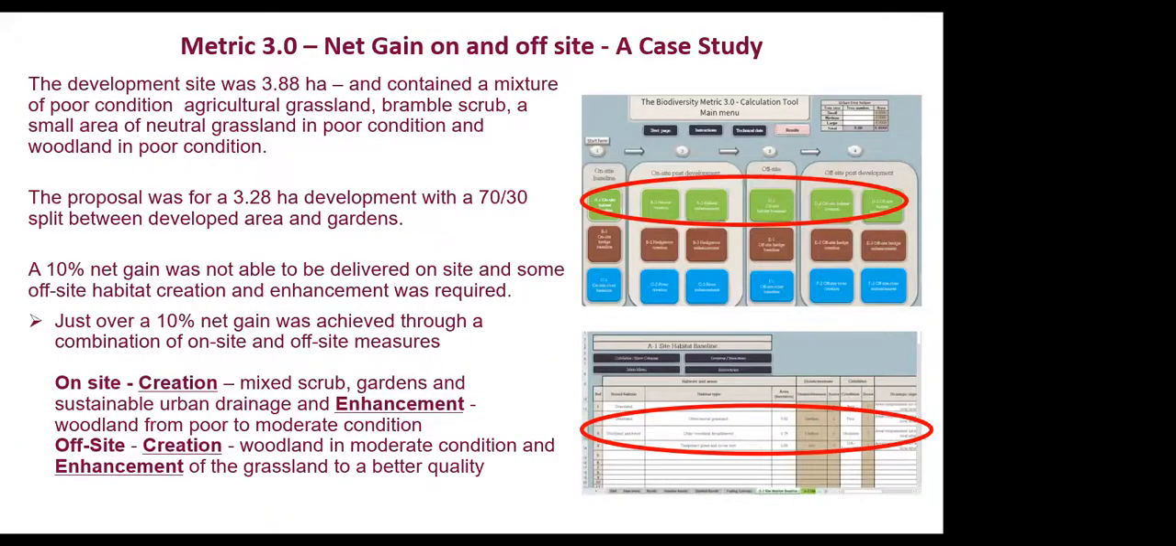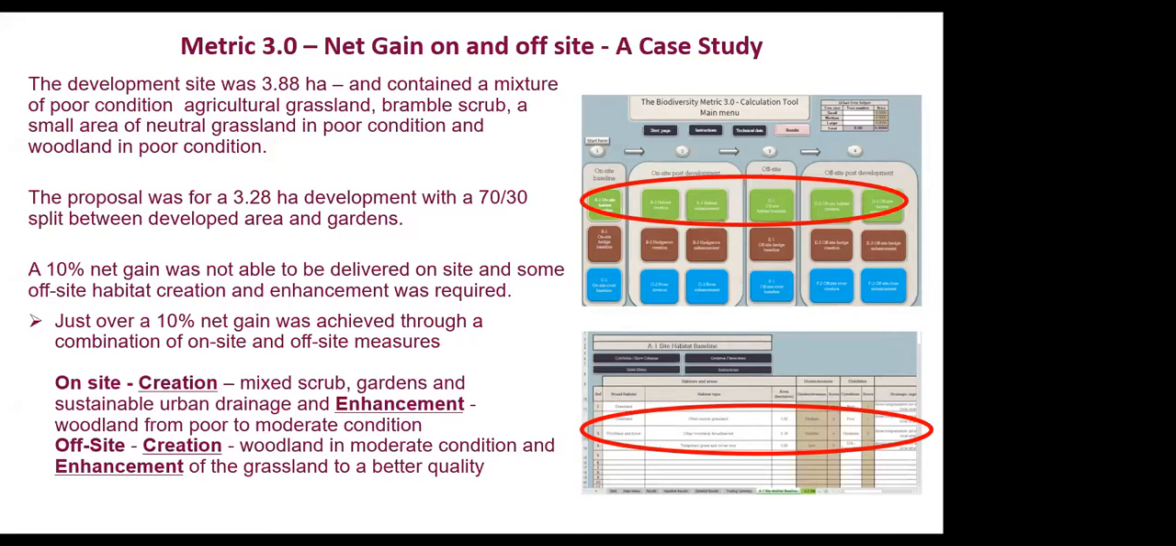In the next scenario, a similar size site, with slightly different habitat composition, with some bramble mixed in, as well as some grassland, agricultural grassland and the woodland. But there was a slightly bigger development footprint in this scenario, again with that 70-30 split between developed area and gardens. On this site, there wasn't scope to deliver 10% gain on site itself. That meant the developer needed to go off site and find some off-site compensation to fill in the gaps, as it were.